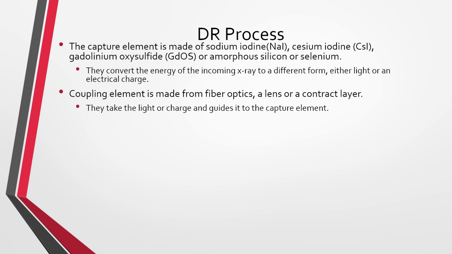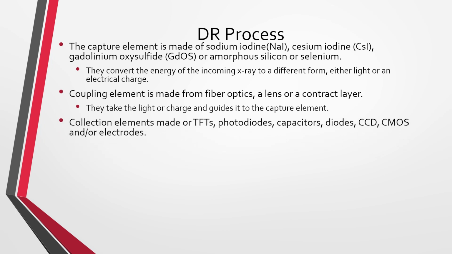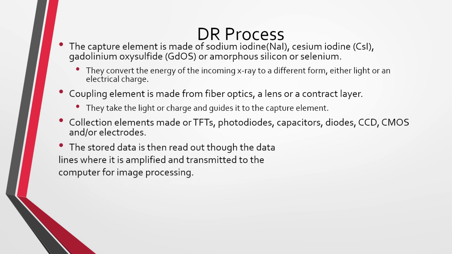So not all the detectors are going to have something that's considered a coupling element, but the indirect ones, when they convert it to light, especially do. They have fiber optics or a lens to guide the light to the collection elements, which are made of TFTs, photodiodes, capacitors, diodes, CCDs. They could be photoconductors, CMOS, and other electrodes. So there's all kinds of things in there too, depending on what technology the manufacturer uses.